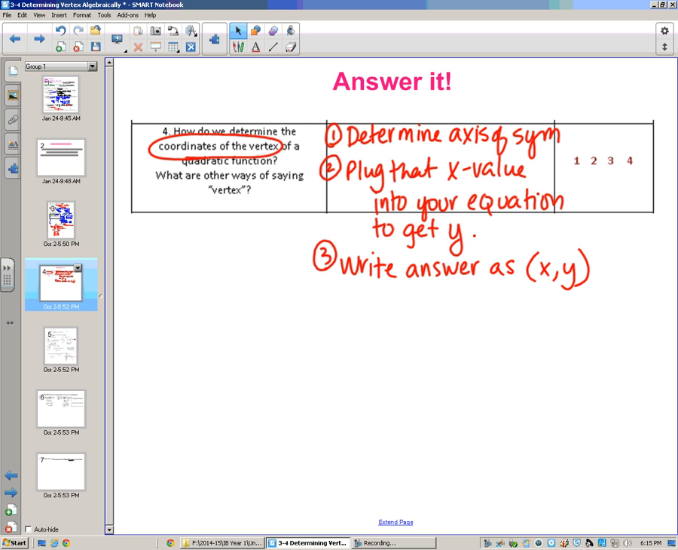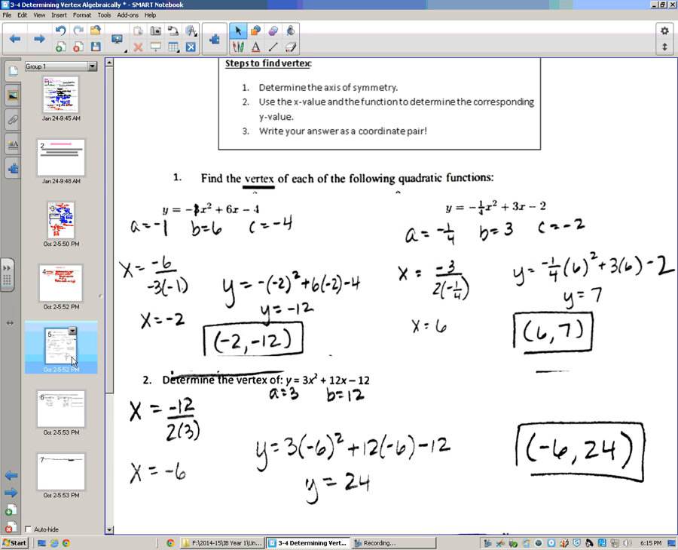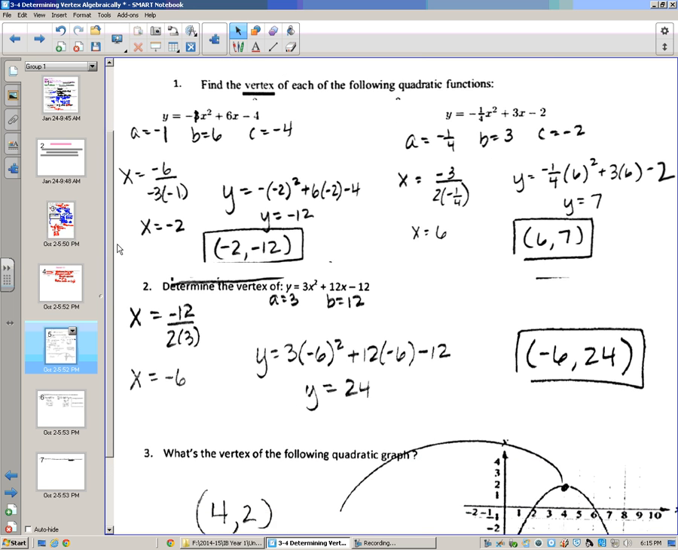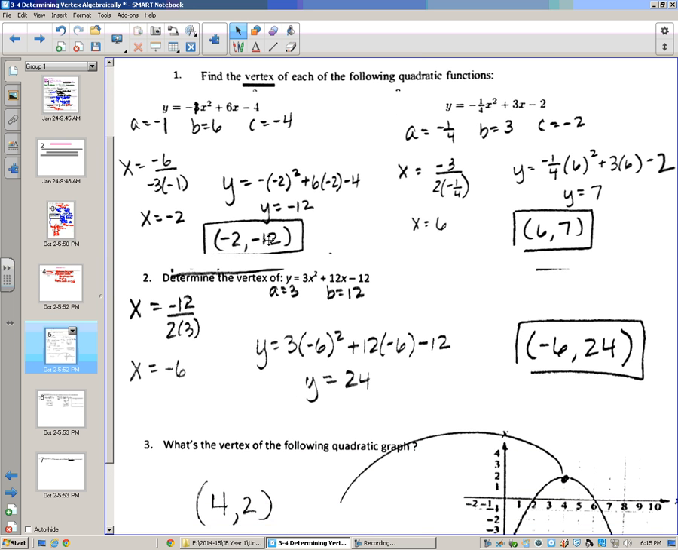So what I'd like to do now is I'm going to show you some of the answers. So when you are done with the classwork, you can check your answers here. This will also be posted on my big campus for you to watch. So here are the answers. So 1, you should have gotten the vertex to be -2, -12. For the other question in number 1, you should have gotten 6, 7. For question 2, you should have gotten the axis of symmetry to be -6. Plugging that in, you should have gotten 24, giving you your vertex of -6, 24.